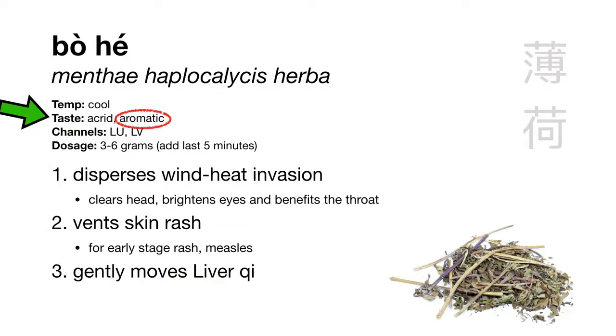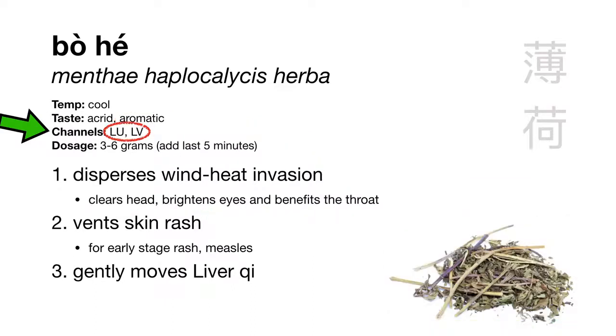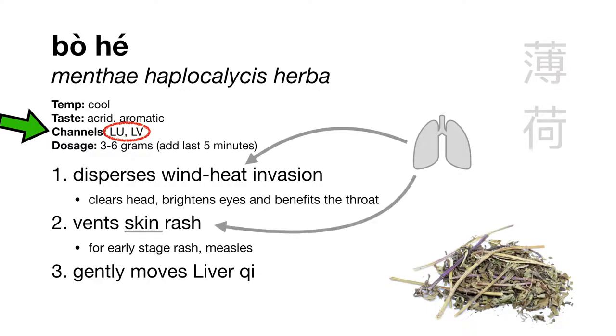Bohe is also aromatic. This refers to its ability to open orifices, opening up the eyes, head, and throat. If you're making mint tea, you can stick your face over it, and the fragrance of the steam will open up your eyes and nose. As far as entering channels go, bohe enters the lung and liver channels. It enters the lung channel because it releases the exterior and benefits the skin, and those are governed by the lung. It enters the liver channel because it moves liver qi and brightens the eyes, and the eyes are governed by the liver.